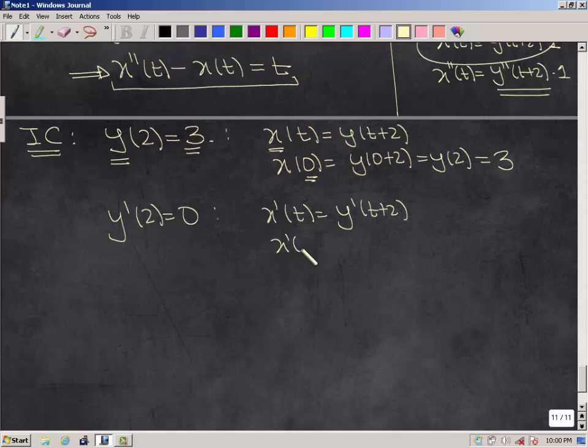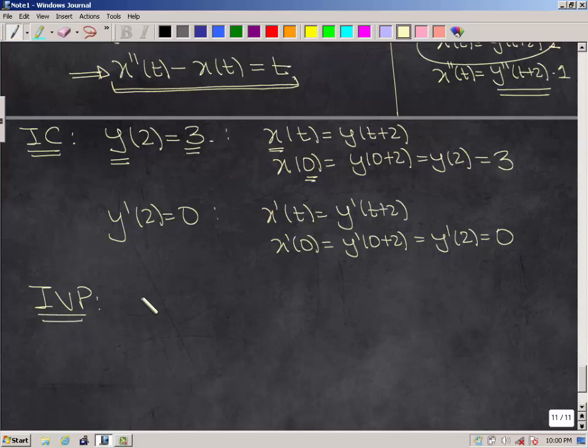So what is x prime of 0? Why are we finding it at 0? Because x is going to be a new differential equation, and we want the initial conditions to be at 0. So we're setting t to 0. We get y of 0 plus 2, which will give me y prime of 2, which is 0. So here's my new initial value problem that we are going to solve. It's going to be x double prime minus x is equal to t, and we get x of 0 is equal to 3, and x prime of 0 is equal to 0.